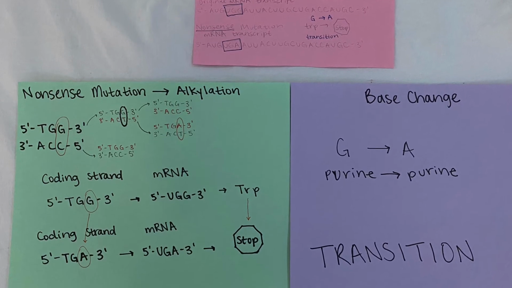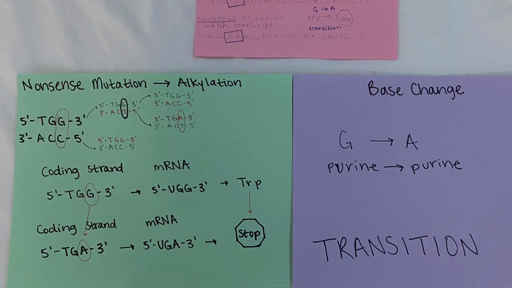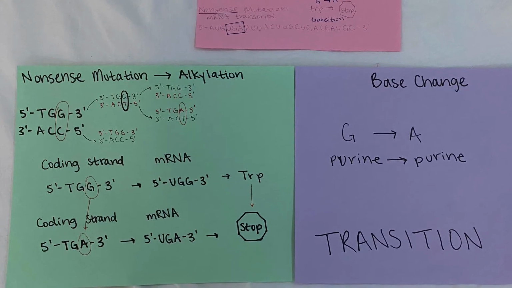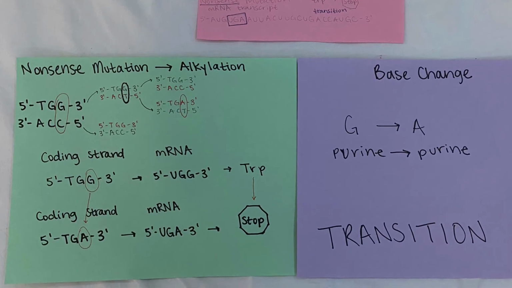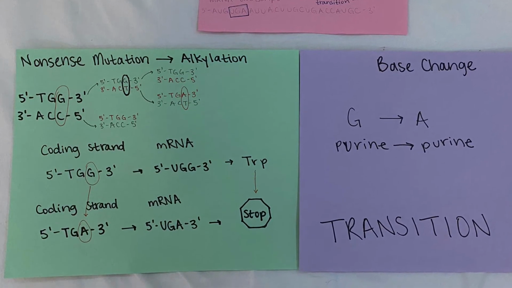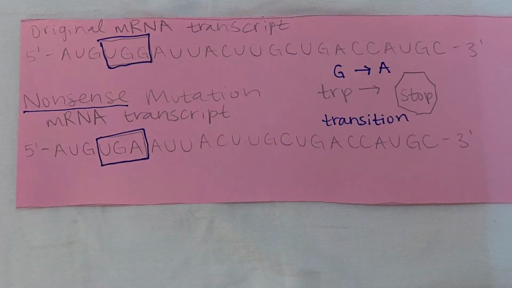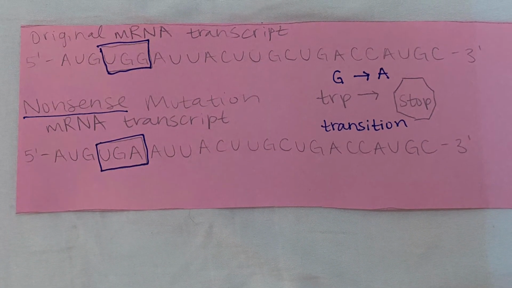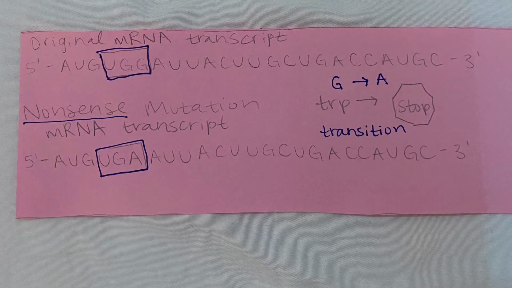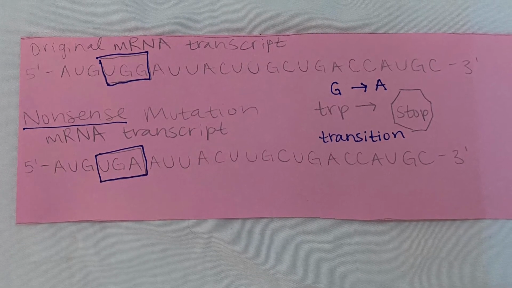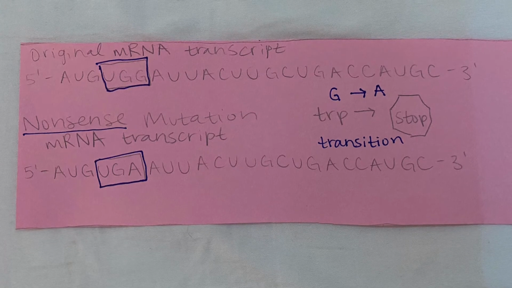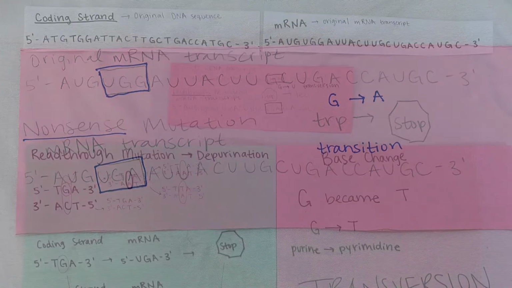Alkylation can occur in a DNA sequence where a guanine is transformed into an ethylguanine. This ethylguanine bonds with thymine instead of cytosine. Through replication, where there was a guanine in the coding strand, there is now an adenine. Similarly to the mutations thus far, this represents a transition. Guanine to adenine is a purine changing to another purine.